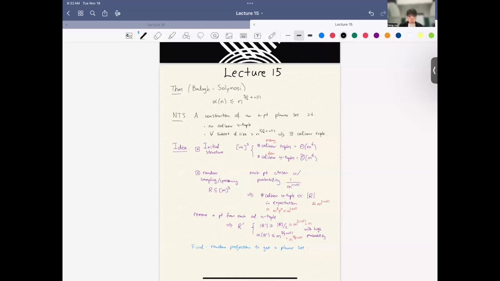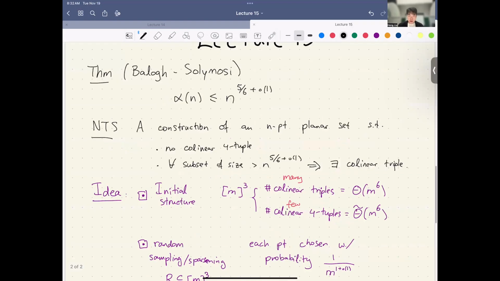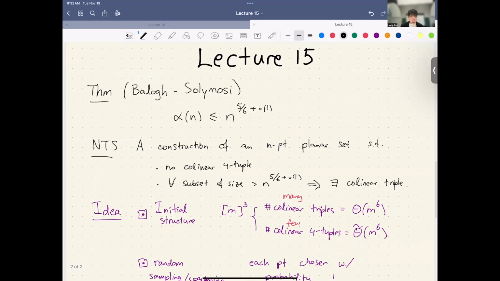Okay, so let me finish up this container part by filling in some of the details that I missed out last time. So let's recall briefly what we were trying to do last time. We're trying to prove this theorem of Balogh and Solymosi that alpha n is at most n to the 5/6 plus little o(1).